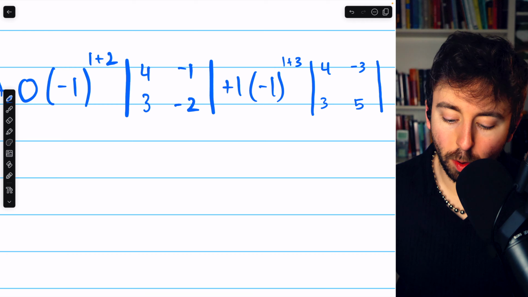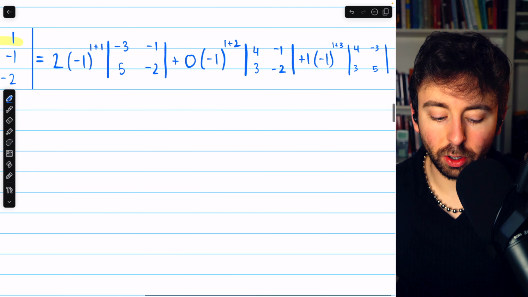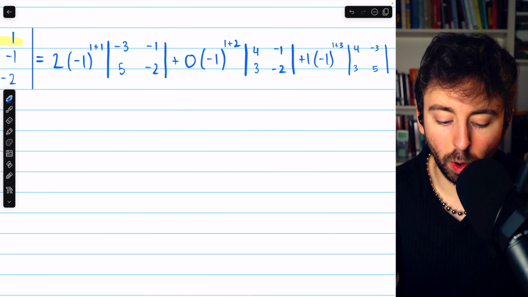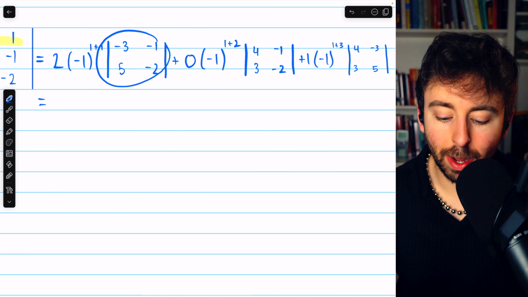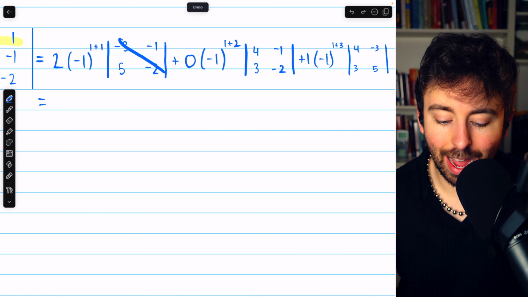And there the determinant is. All right, so that is our full expression for the determinant of the matrix using the cofactor expansion along row 1. Let's evaluate this by evaluating the determinants of these 2 by 2 matrices. That's just the difference of the products along the diagonals.